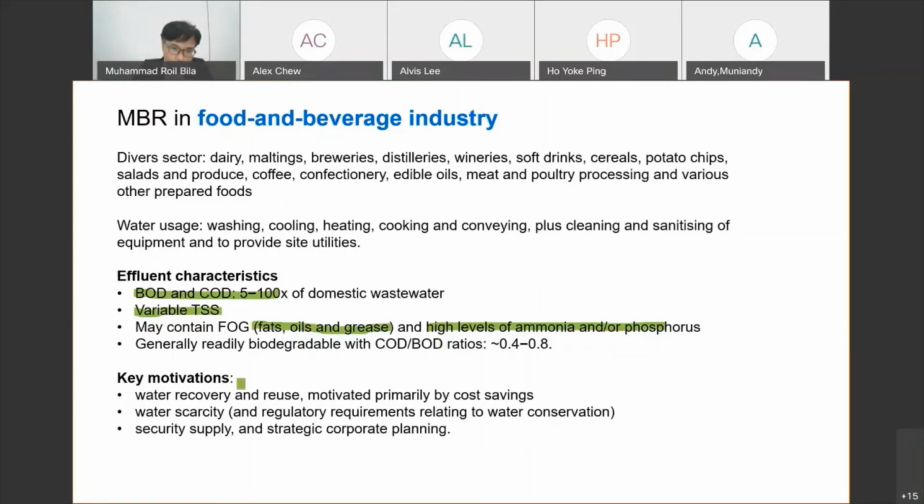But if you look into the case studies available, you see that the key motivation for converting the conventional process to MBR is for water recovery and reuse. And then it really offers cost saving. We had a project dealing with the food and beverage industries, and we calculated that if we reuse the MBR effluent, combined with RO, within 3 to 4 years, just from the saving of buying the water, we'll be able to fund the whole investment.